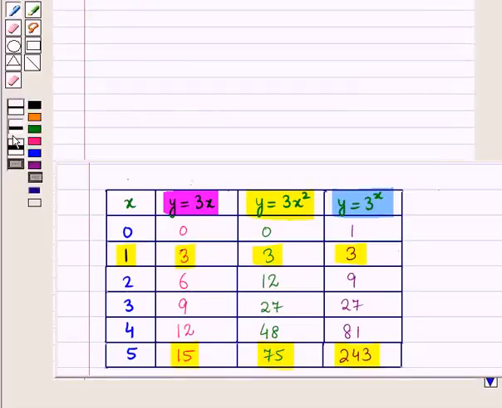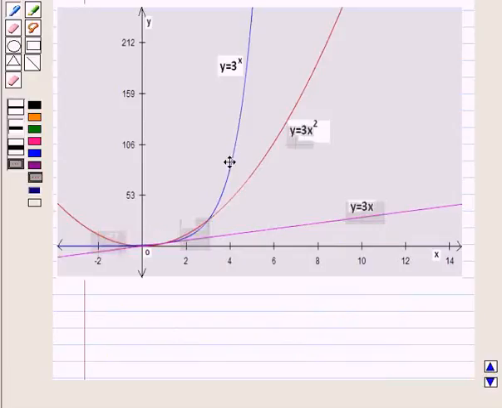Now let us see the difference in the graphs of the three functions. So we have the following graph showing the graphs of the three functions. Now you can see this pink straight line, and this straight line is the graph of the linear function y is equal to 3x. Now this red curve is the graph of the quadratic function y is equal to 3x square, and this blue curve is the graph of the exponential function y is equal to 3 raised to power x.